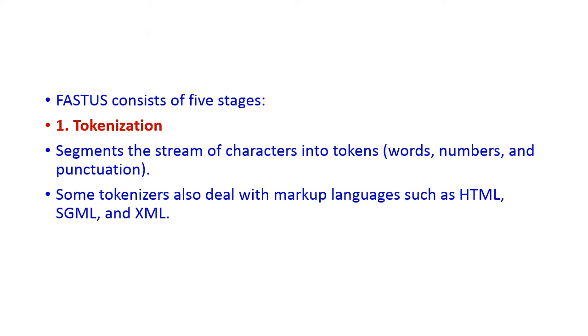The first one is tokenization. Tokenization means segmenting the stream of characters into tokens. That is, the given sentence of characters will be divided into words, numbers, and punctuations. A small word is called a token, and tokenization can also be implemented in HTML and XML.